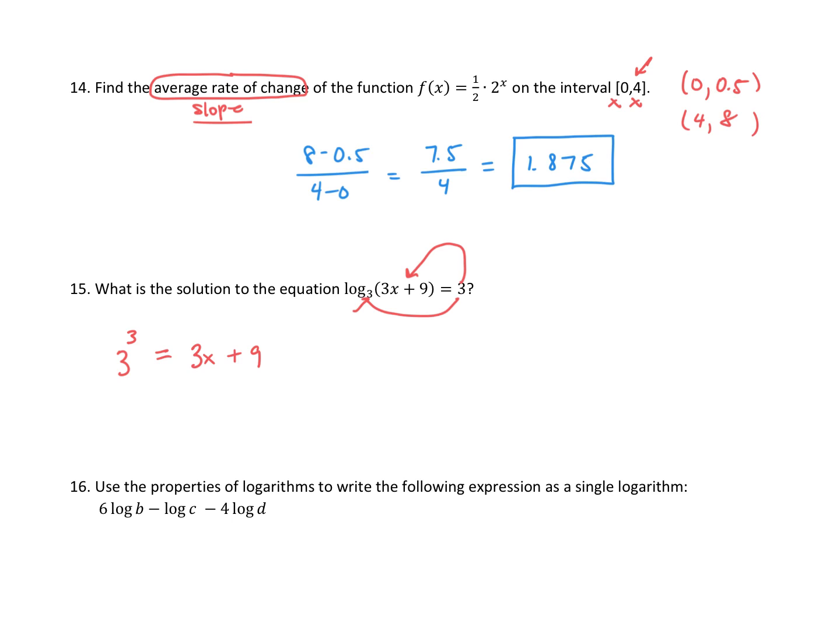Now that we're in exponent form, this equation is not that bad to solve for. Let's go ahead and simplify. 3 to the third power is 27 equals 3x plus 9, and we can solve for x in 2 steps. We'll subtract 9 from both sides. 27 minus 9 is 18 equal to 3x, and then when we divide both sides by 3, we get x equals 6.